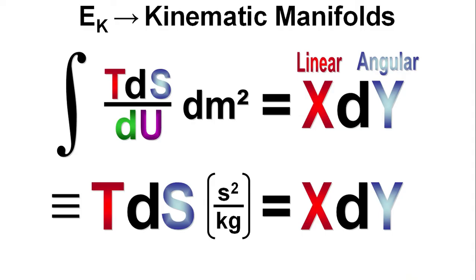This is easier than it looks. Dilation sets mass equivalent to seconds squared. Simply remove the units and temperature becomes linear meters of x, and entropy becomes angular meters of y.